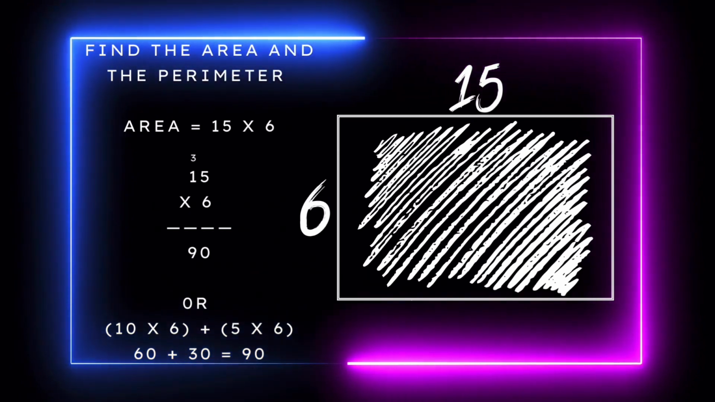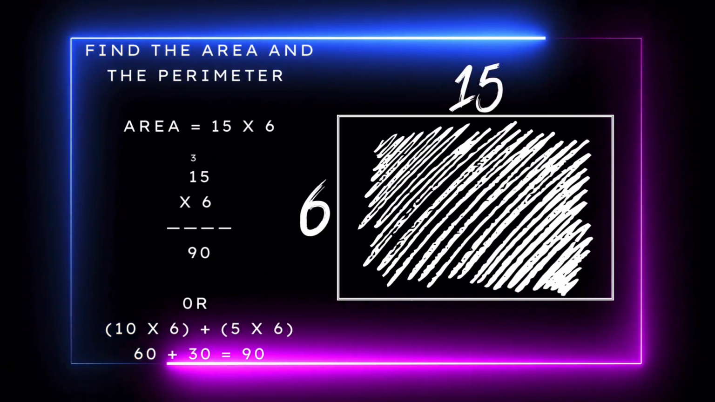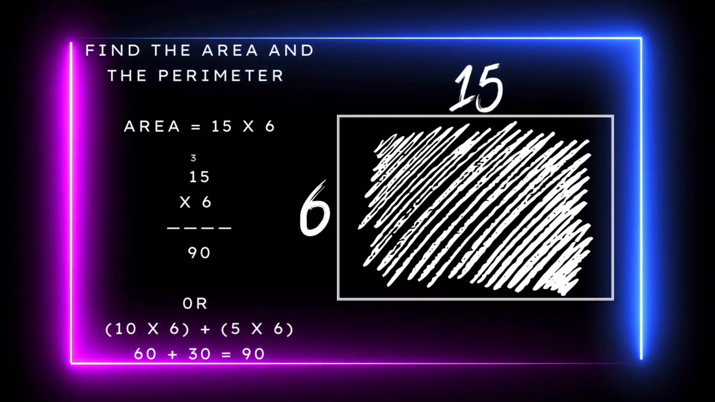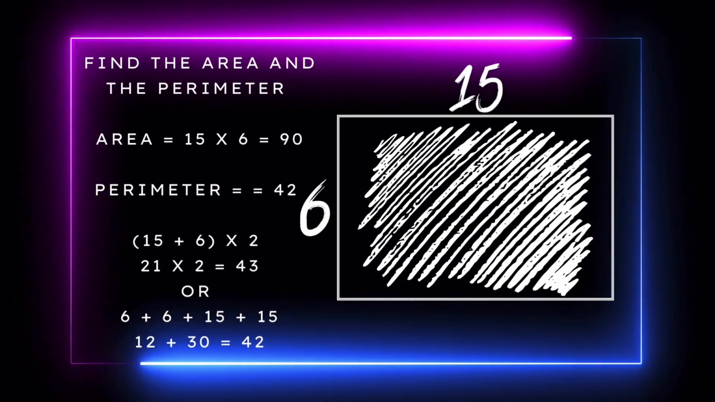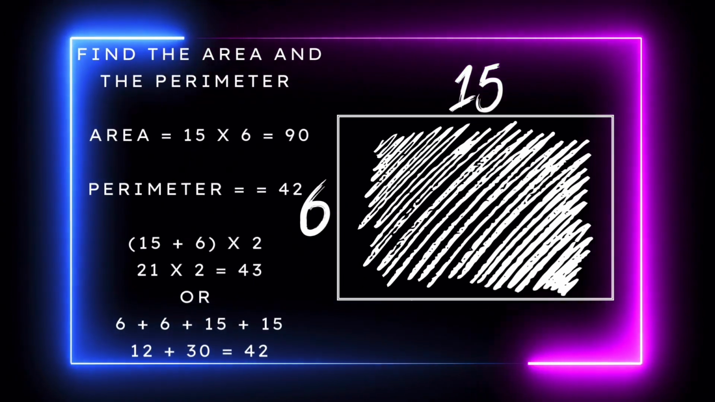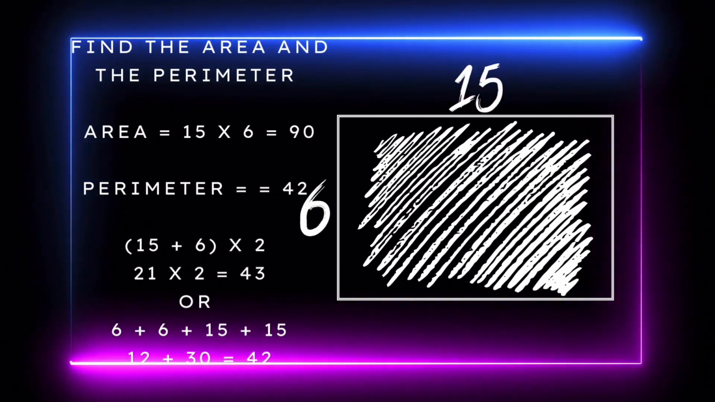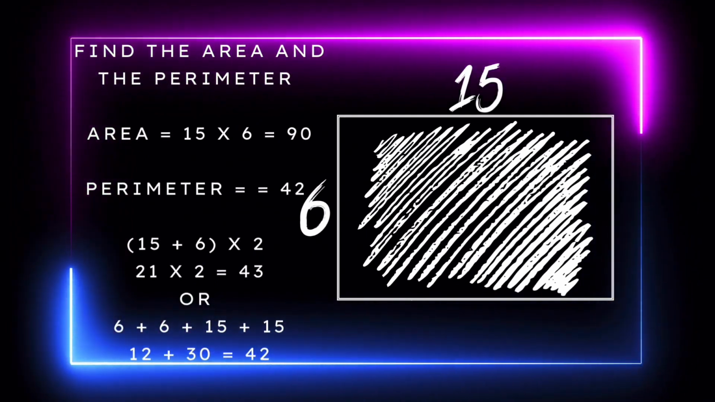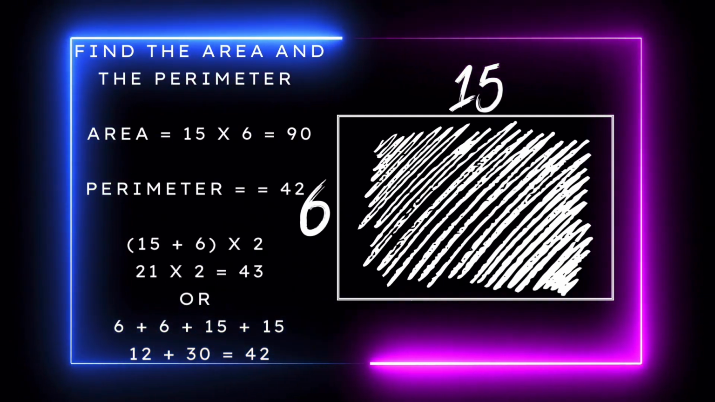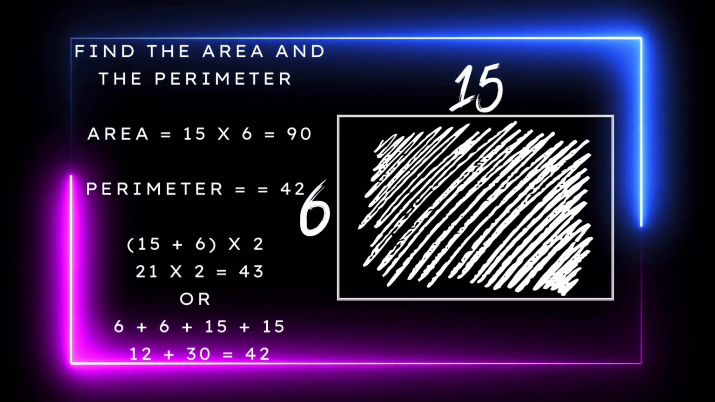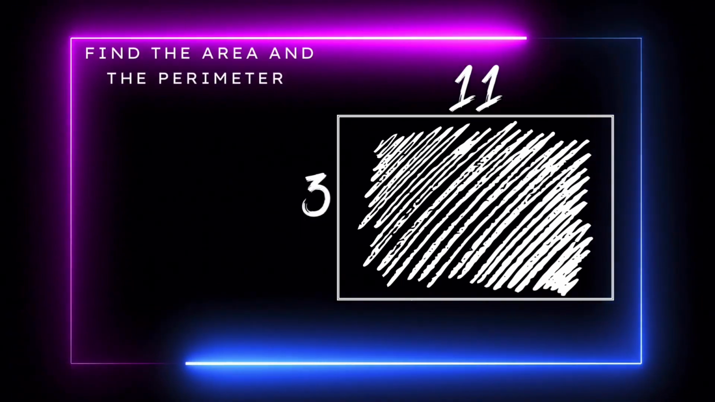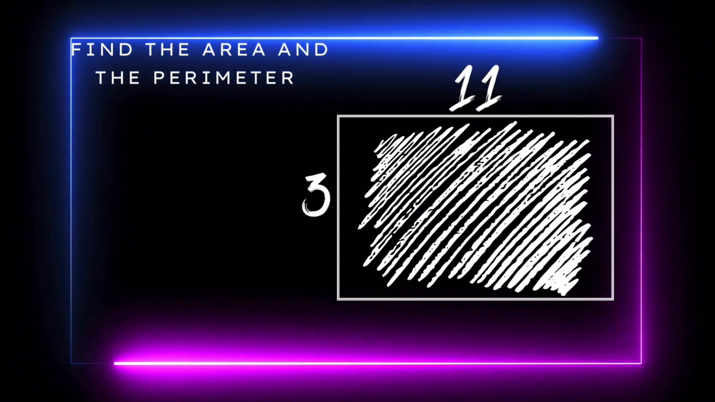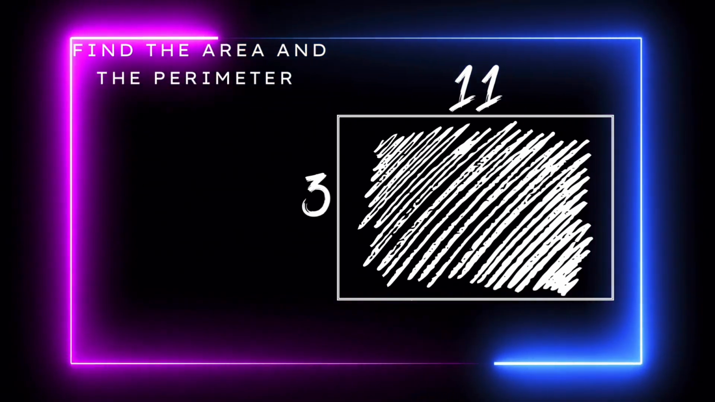The other way to solve 15 times 6 is breaking up the 15 into 10 and 5. So 10 times 6 plus 5 times 6. So 10 times 6 is 60. 5 times 6 is 30. So the area equals 90, and the perimeter equals 42, because 15 plus 6 times 2 equals 21 times 2 equals 42. Or 6 plus 6 plus 15 plus 15 equals 12 plus 30 equals 42. Pause the video, see if you can do it.